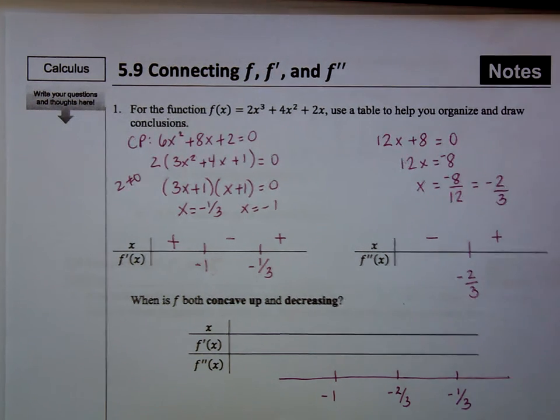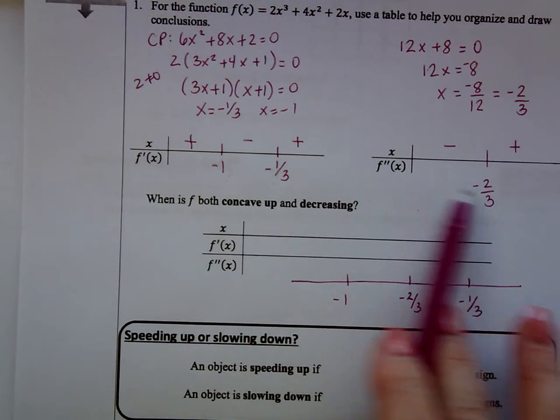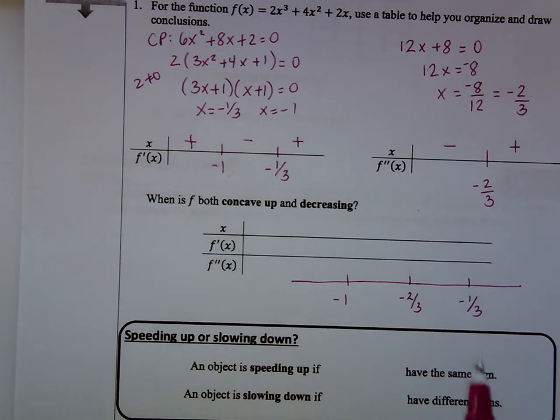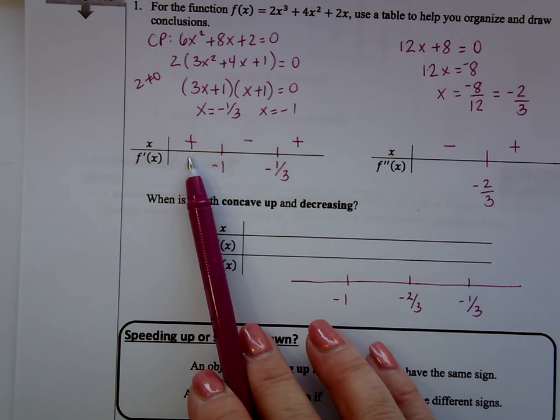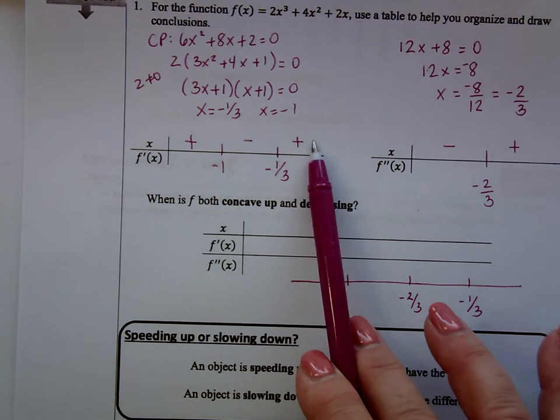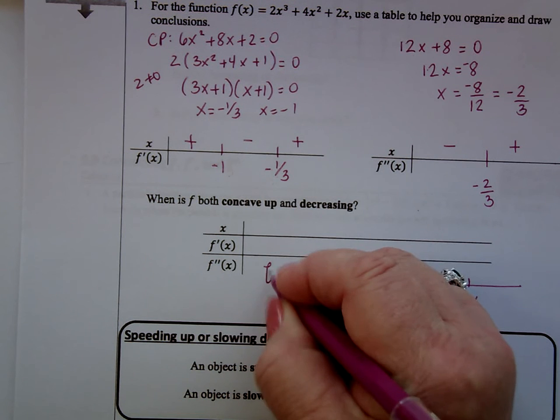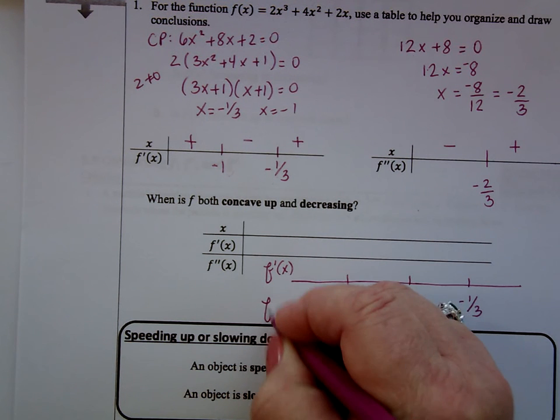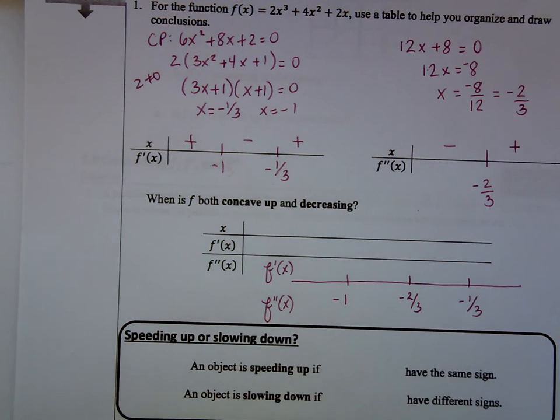And so what I'm going to do is put both of those sign charts together, and you'll see when I do problems below, I'm just going to make the one sign chart. I'm going to put the first derivative on top, and the second derivative on the bottom of this same sign chart.